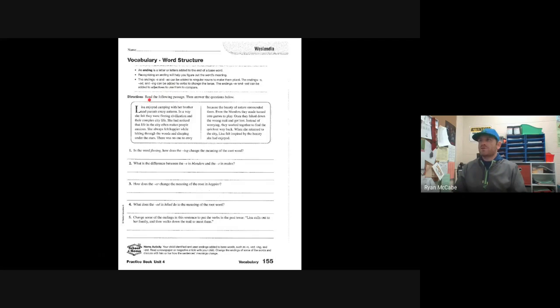So then you're going to come down here, you're going to read the following passage and answer the questions. So read this little blurb here. And your first question is, in the word fleeing, how does the suffix ing change the meaning of the root word?